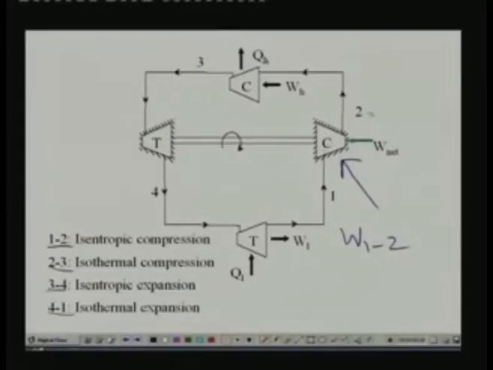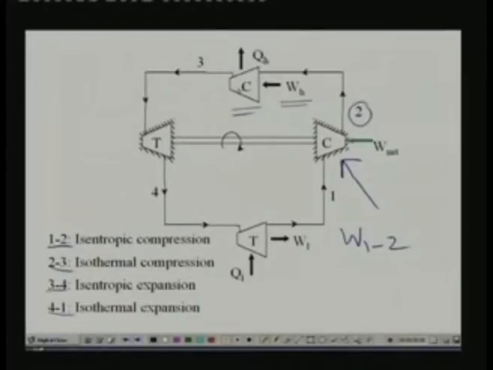Next, the gas, which is now at a high temperature and high pressure, undergoes what is known as an isothermal compression. You can see that process 2 to 3 is an isothermal compression. That means its temperature remains constant during the process, at the same time its pressure increases. This is a compression process, so you have to supply work input to the compressor.